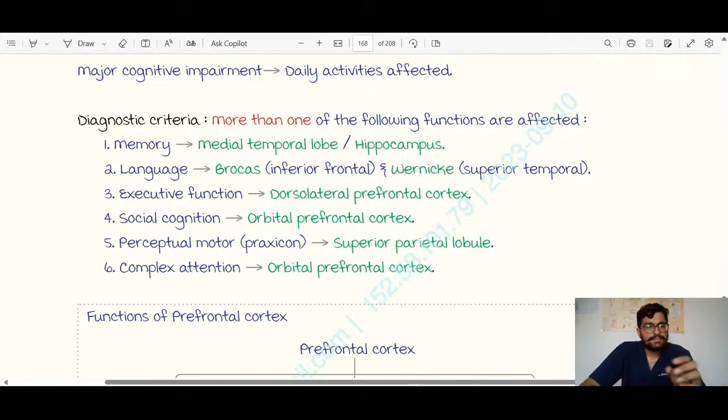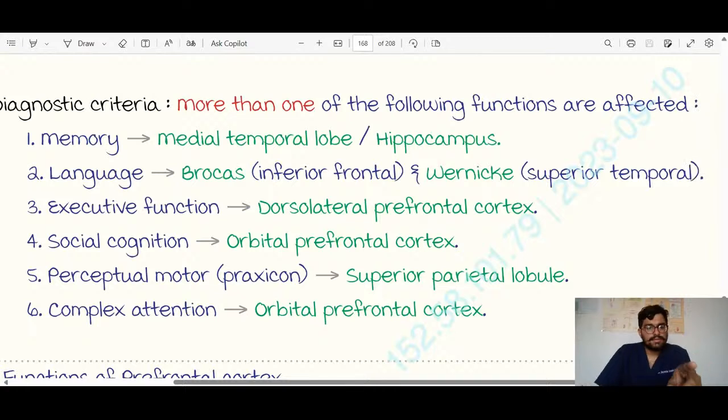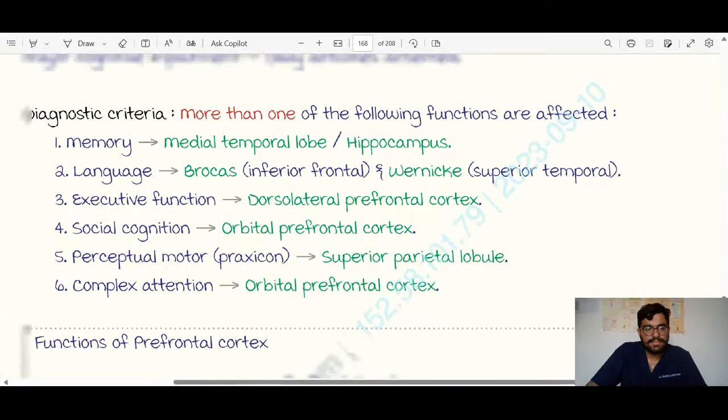So what are the details? You can know memory, language, executive function, social cognition, perceptual motor, complex attention. These are all six components of criteria for the diagnosis of dementia.